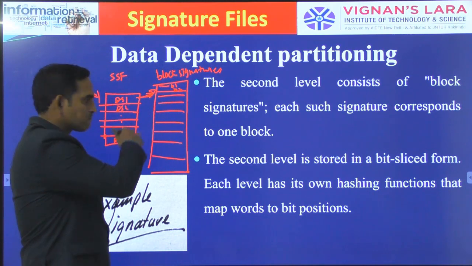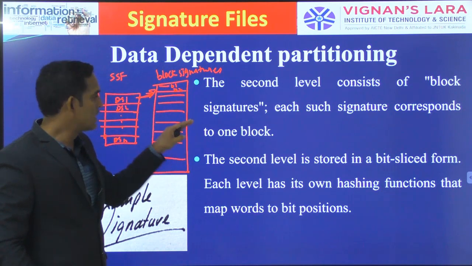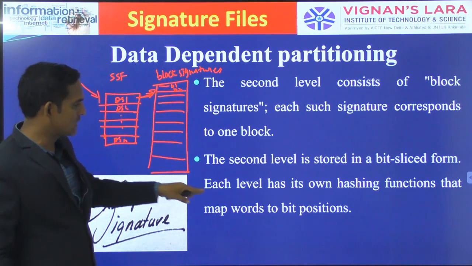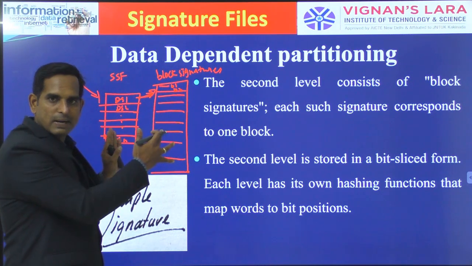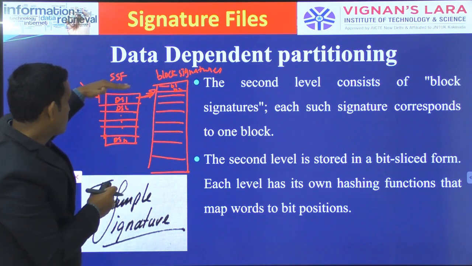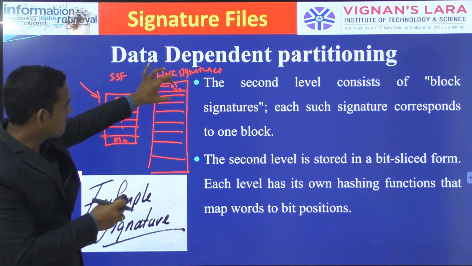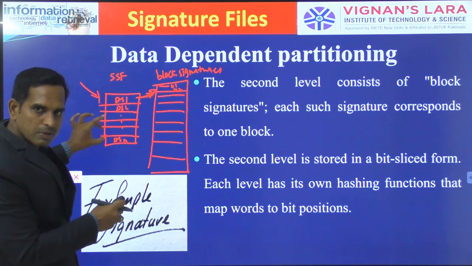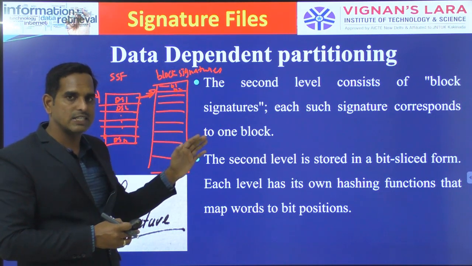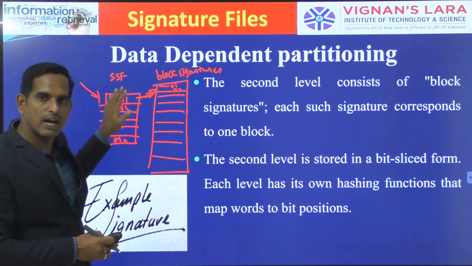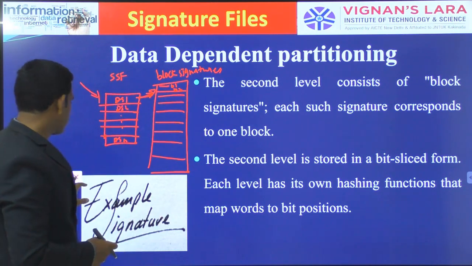So we will be having one hashing function for this one, and one hashing function for this one, and this part will be implemented by using your bit slices, that is your vertical partitioning, and the complete part is your horizontal partitioning. If you see properly, we are breaking down the complete block signatures into your document signatures. So this is how you implement your data dependent partitioning or two-level signatures, where you will be having one level as your document signatures and another level as your block signatures.